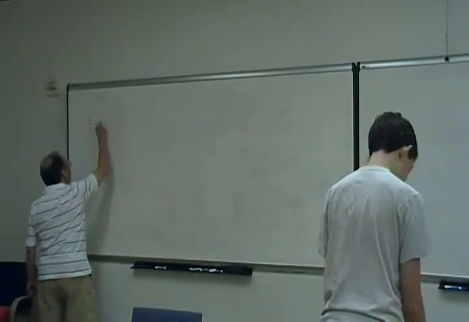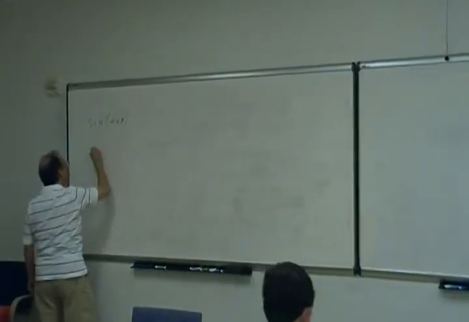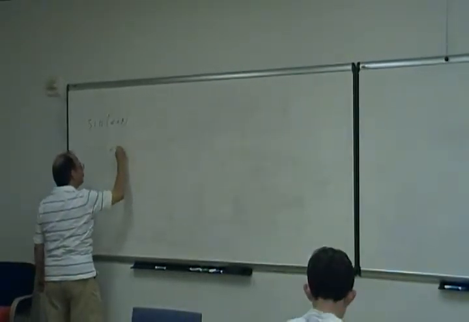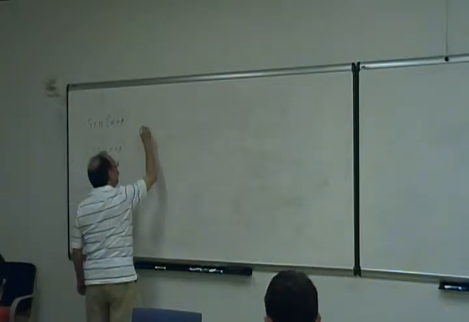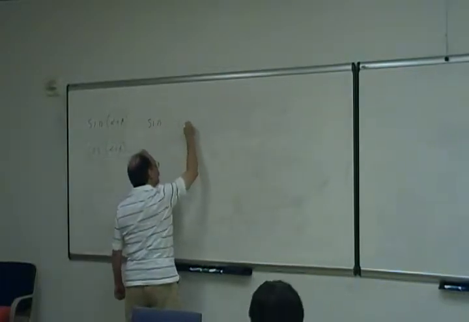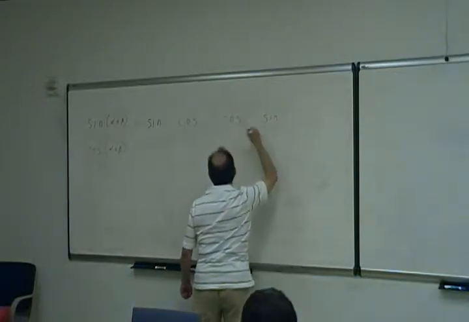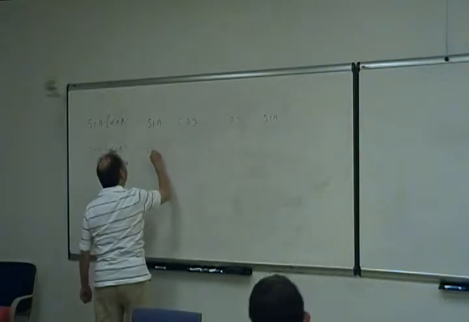Sine, cosine. Hold on, I've got to get the alpha and beta over here. And cosine of alpha plus beta is equal to... Now I'm ready, go ahead. Sine cosine, cosine sine. Cosine cosine, sine sine.